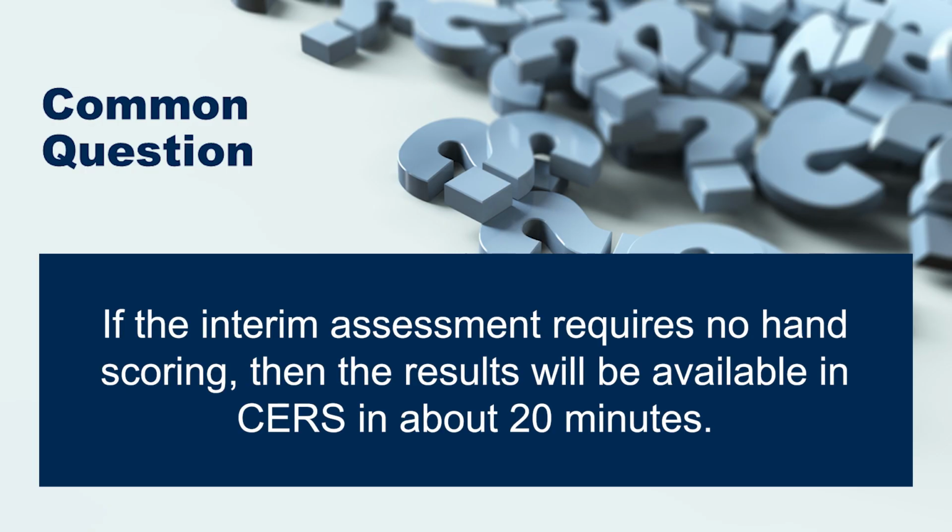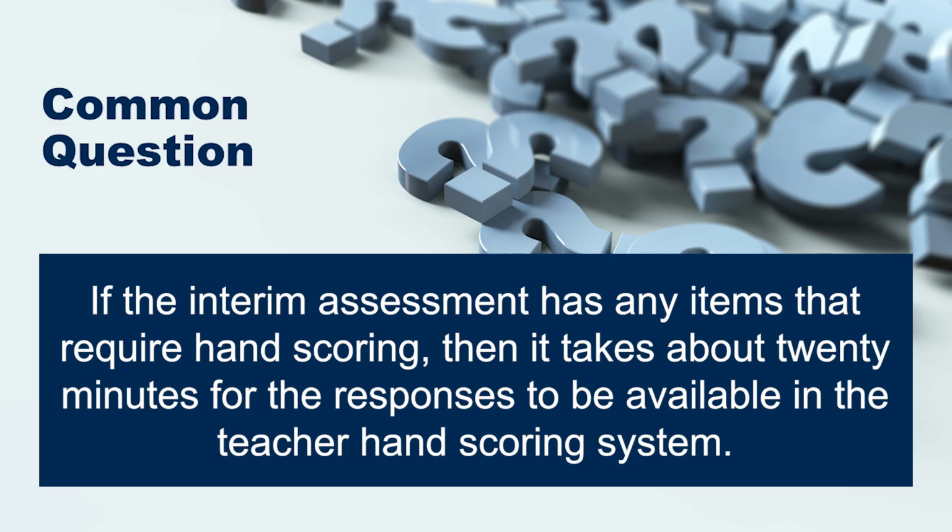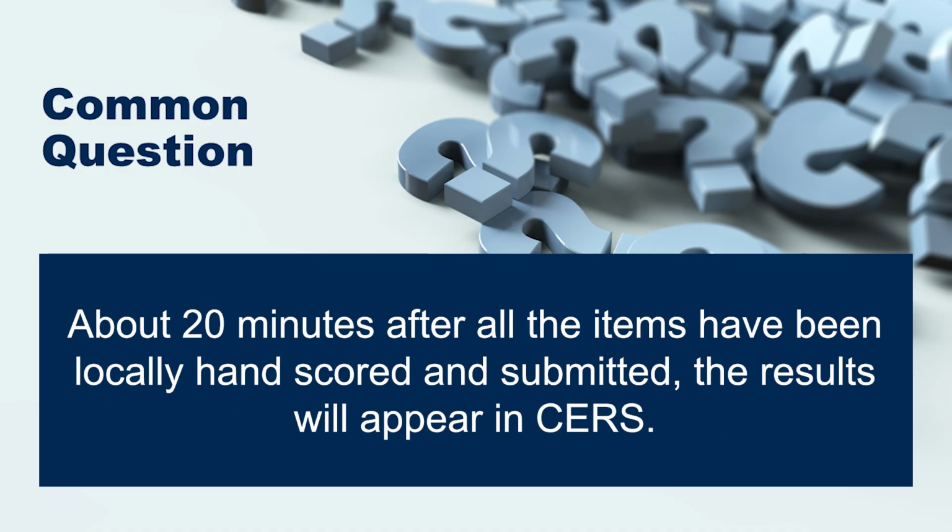If the interim assessment requires no hand scoring, then the results will be available in CERS in about 20 minutes. However, if the interim assessment has any items that require hand scoring, then it takes about 20 minutes for the responses to be available in the teacher hand scoring system. About 20 minutes after all of the items have been locally hand scored and submitted, the results will appear in CERS.